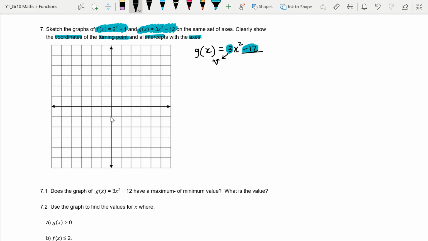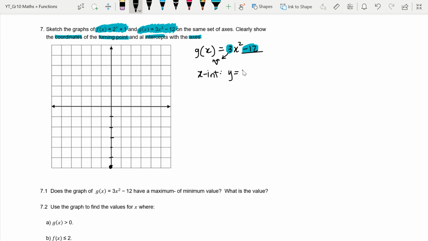So I'm just going to use these by 2. 2, 4, 6, 8, 10, 12. So that would be negative 12 over there. So one block is 2 units. And it will be a happy face, so we know that it will be something like this, and there will be x-intercepts. How do we find x-intercepts?